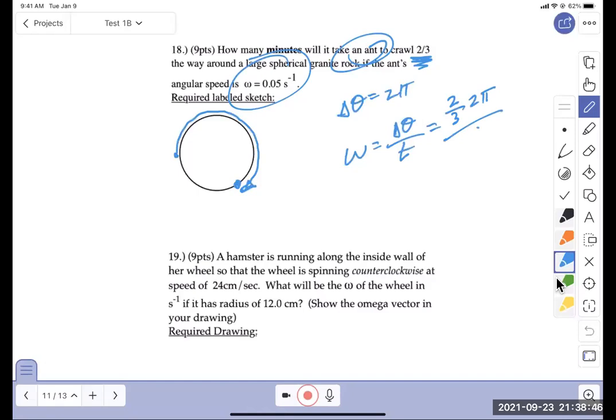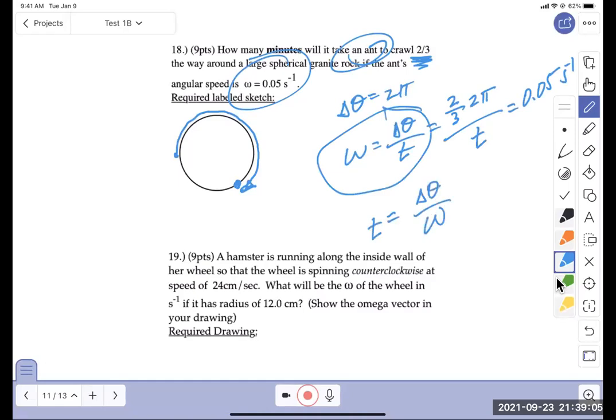Over t equals omega 0.05. So I'm not being a purist here in physics world. A purist would start here and go, okay, t then equals delta theta over omega. You do it in symbols first, right? And then I would do this other business, which is going to be 4/3 pi over omega 0.05 inverse seconds. Notice that's inverse seconds. It's the inverse of the inverse, which makes it seconds, which is what you want.